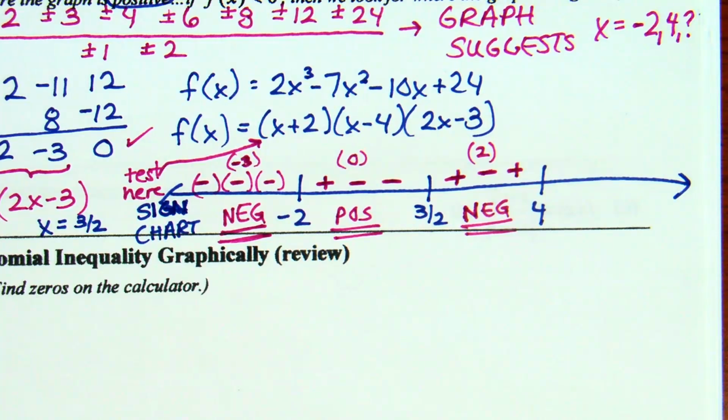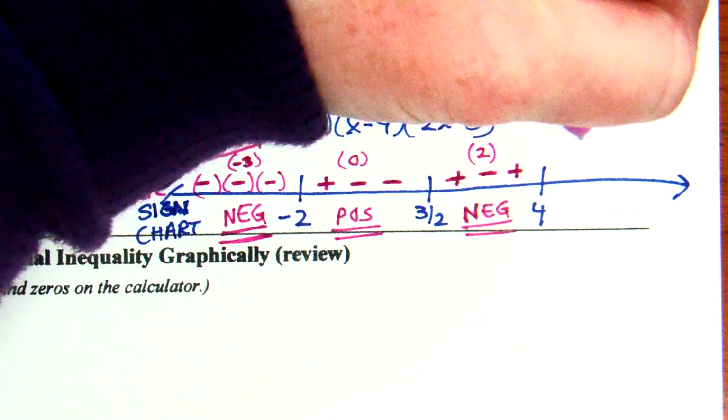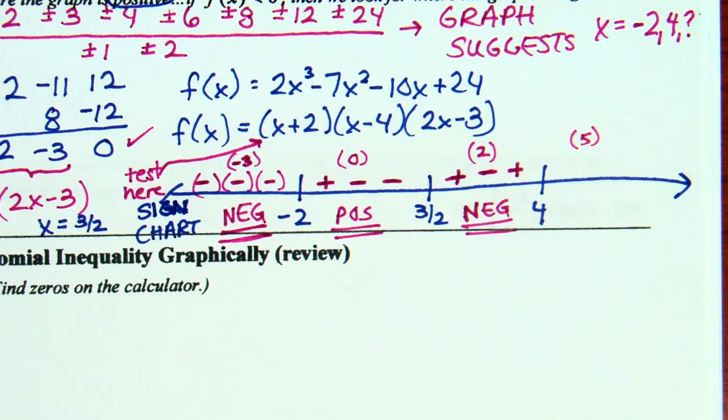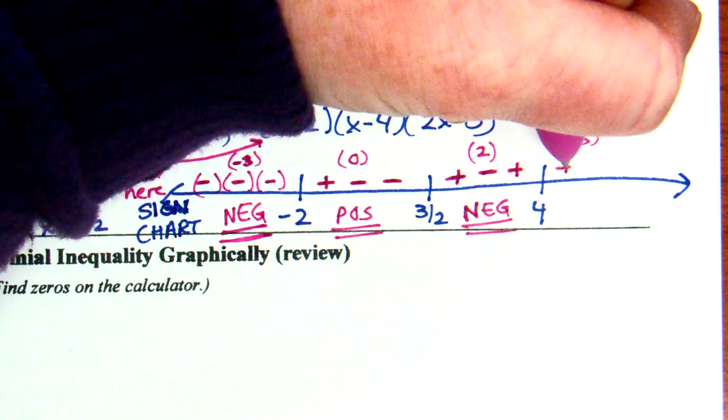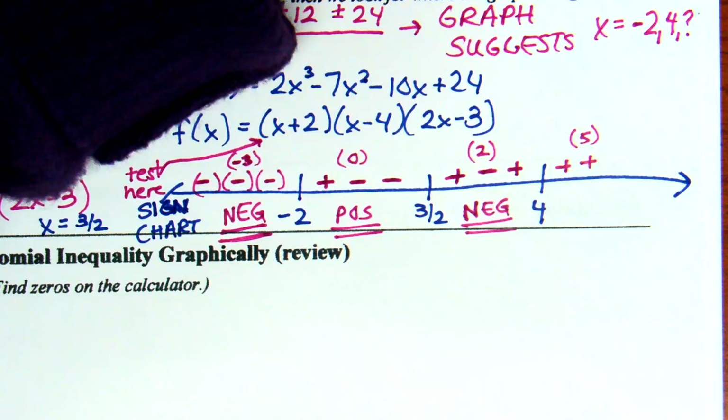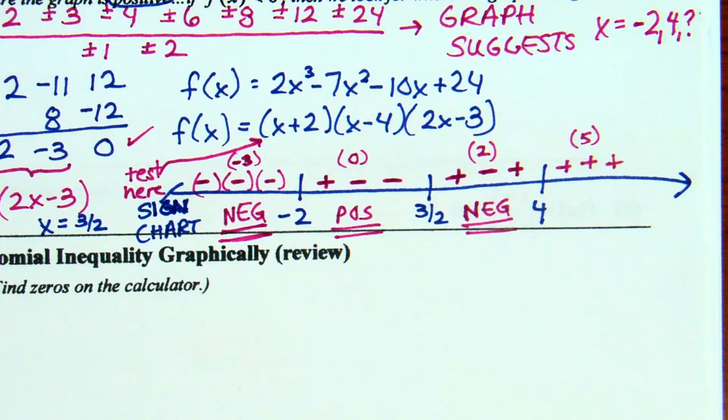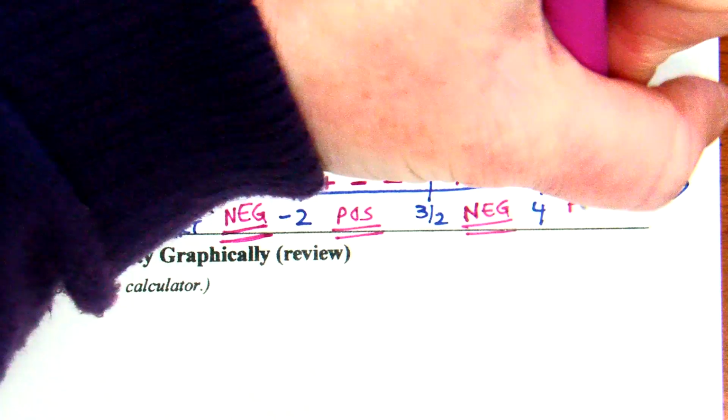And to the right of 4? I'm going to use 5. 5 plus 2 is positive. 5 minus 4, positive. 2 times 5 minus 3, positive. And 3 positives multiply to be a positive.